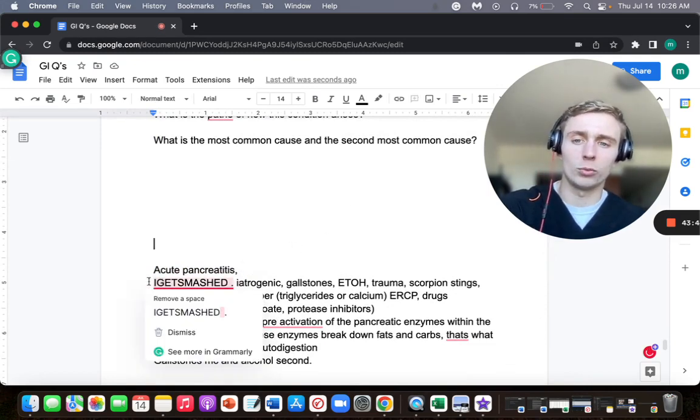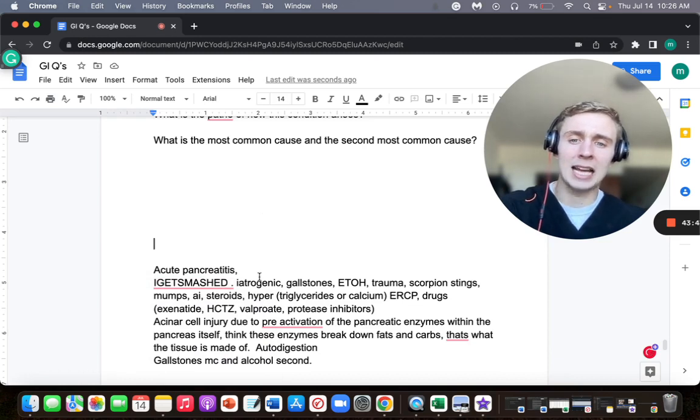So alcohol is one of them. So I GET SMASHED. I, iatrogenic. G, gallstones, which is the most common cause. ETOH, alcohol, which is the second most common cause. Trauma, T. S, scorpion stings, kind of a rare cause. M, mumps can be a cause as well. A, autoimmune. S, steroids. H, hypertriglyceridemia or hypercalcemia.